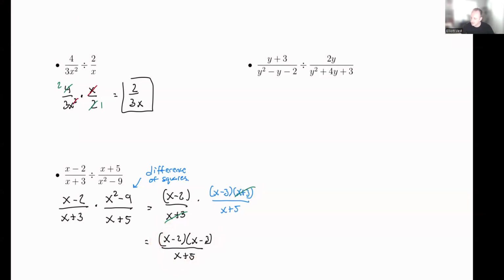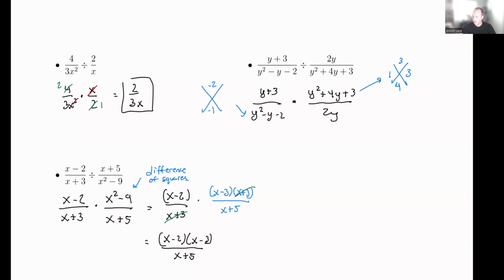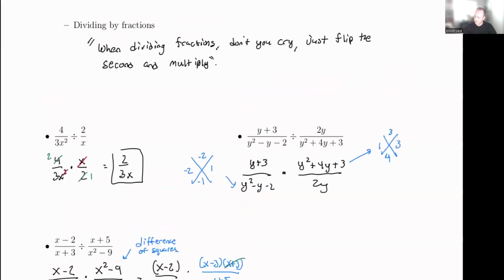Okay, last one here. When dividing by fractions, don't ask why, flip the second and multiply. Times, and let's flip this second one here, y plus 3 over 2y. All right, this one looks a little tougher. It looks like I'm going to have to do some factoring. So let's do the factor game on this one: 3 and 4. What multiplies to become 3 and adds to become 4? That is 1 and 3. Now this one, let's do a factor game as well: negative 2, negative 1. What multiplies to be negative 2 and adds to be negative 1? That's negative 2 and 1.